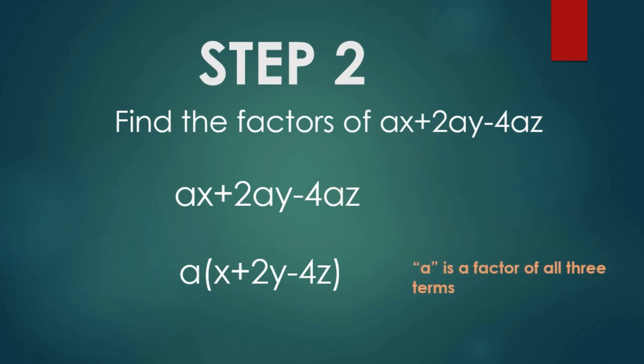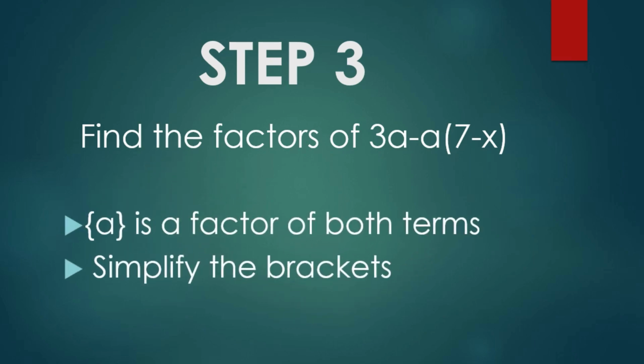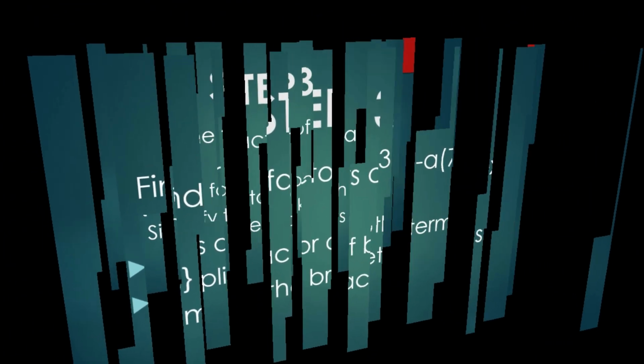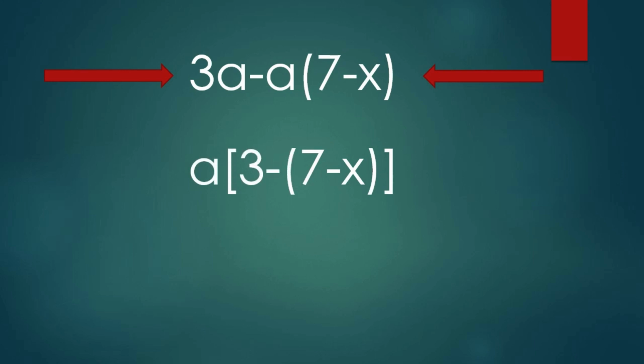Step 3, in which we have 3 subtract a open bracket 7 subtract x close bracket. A is a common factor of both terms and we have to simplify the brackets there. And this will be the outcome. This is how you're supposed to put it. Because a is common throughout the exercise, we put it as that. A will be outside, and we put 3 subtract open bracket 7 subtract x close bracket, close bracket. That will be the solution.